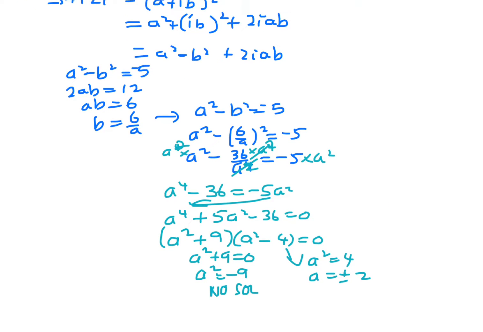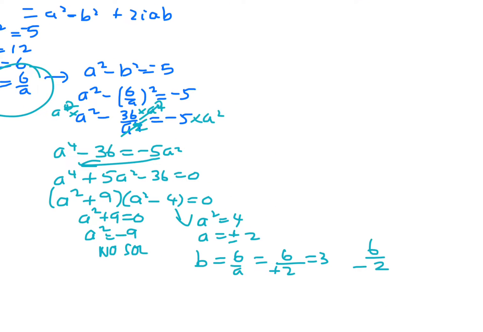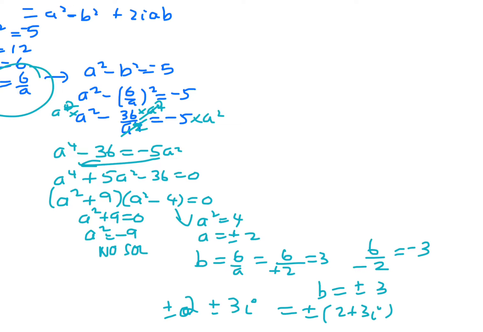So if a is plus or minus 2, b is 6 on a from up here. So it's going to be 6 over positive 2, which is 3. And it will be 6 over minus 2, which is minus 3. So b is equal to plus or minus 3. So it's plus or minus a, which was 2, plus or minus 3i. So it's plus or minus (2 plus 3i). That would be your solution.